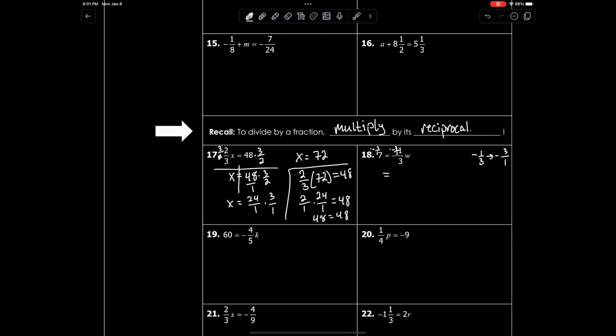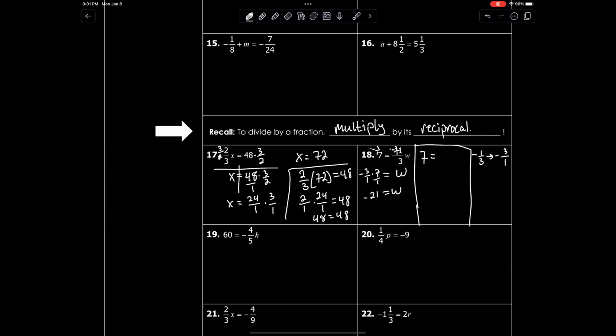So on the right-hand side, you're multiplying by its reciprocal. It's just 1. Every single time you multiply any fraction by its reciprocal, you should get 1. So you have 1w, which we just write as w. And then the left-hand side, you have negative 3 over 1 times 7. And that 7 is a 7 over 1. So in this case, you can just multiply across the top and the bottom. So negative 21, well, over 1 is just negative 21. And that's your answer.